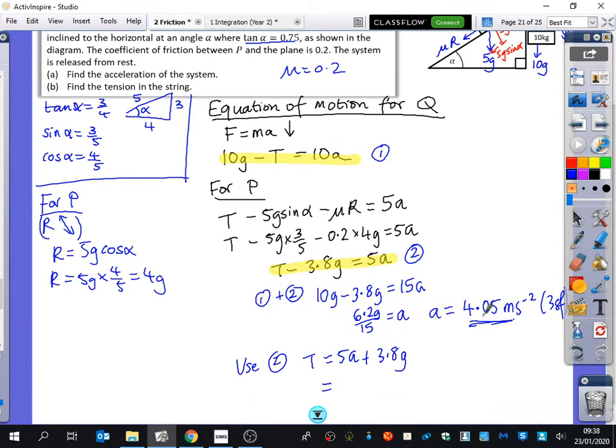Now, I wouldn't use 4.05. I would use whatever value I had on my calculator just to keep it as accurate as possible. So I'm going to times that by 5, and I'm going to add 3.8g. And I believe the value of the tension is 57.5 newtons to 3 significant figures. Okay?